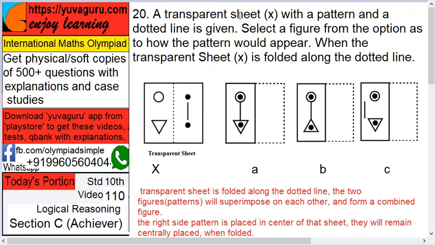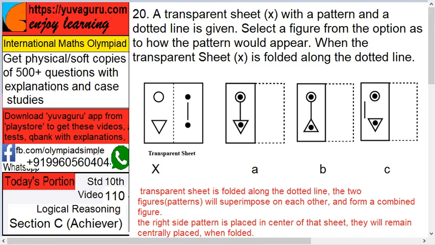Next, a transparent sheet X is folded with a pattern and a dotted line is given. Select the figure from the option as to how the pattern would appear when the transparent sheet X is folded along the dotted line. Means what? See, this is the sheet and we fold this on this line. So how will it appear? See, this black circle will superimpose on this within this middle, this big circle. This line will superimpose over here, and this smaller circle will again superimpose on this triangle, right?